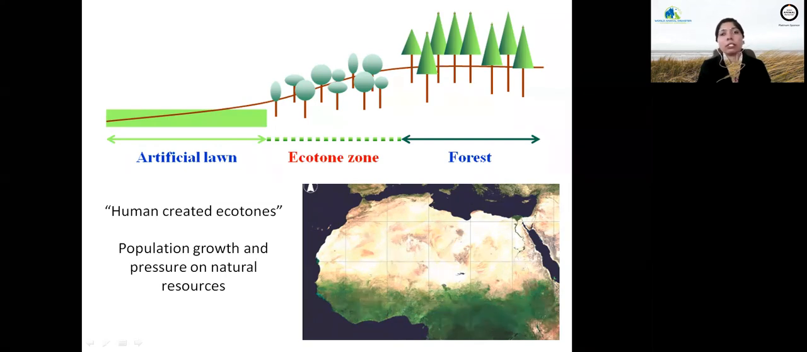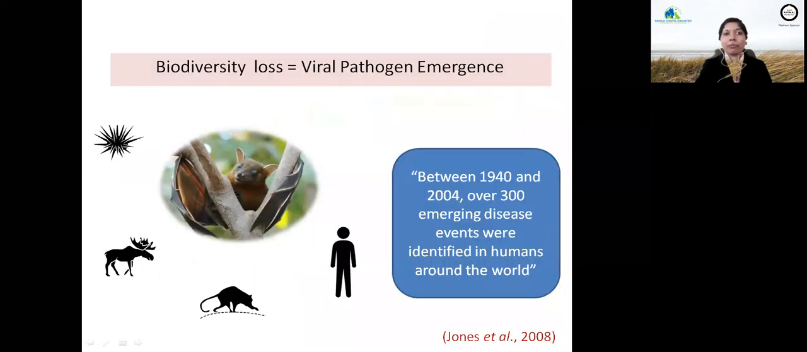For example, the tropical forests over Ecuador, Central and West Africa are eroded to a point that only the core of Central Africa is a regional-scale ecotone. As well, population growth and pressure on natural resources have transformed Southeast Asia to a certain extent that the ecotones are more extensive than the natural forest areas. So it results in biodiversity loss, and biodiversity loss is actually the reason behind viral pathogen emergence. Studies have indicated that between 1940 and 2004, over 300 emerging disease events were identified in humans around the world. And this is not the end; it keeps on increasing.